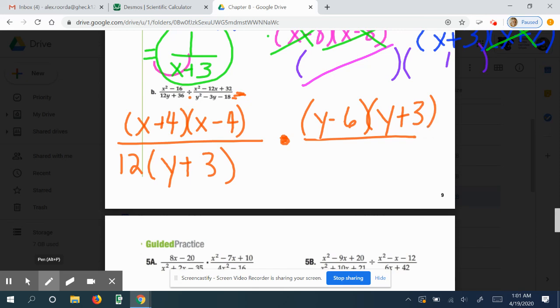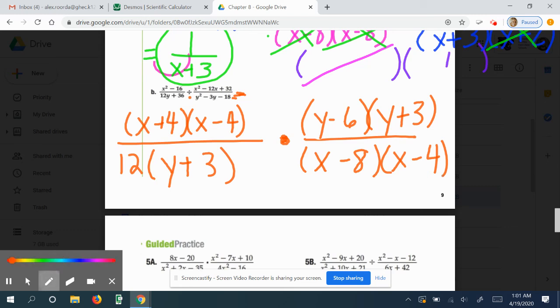And then the next one, x squared minus 12x plus 32. So the two numbers that multiply to 32 and add up to negative 12. Anytime we multiply to a positive and add to a negative, it's two negative numbers. And so I'm guessing it's probably going to be 8 and 4. So the x minus 8 and an x minus 4.